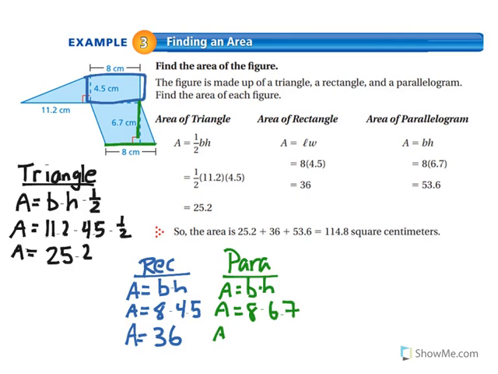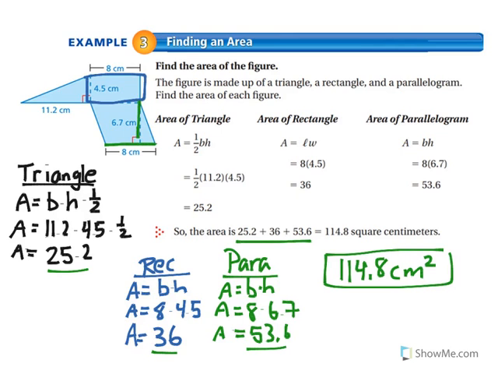And when I do that, I'm going to get 53.6. And then basically I'm going to add these all together. So I'm going to add all 3 of these together. And when I add them together, which you can see right over here, I'm going to get 114.8 centimeters squared, right? So the area is 114.8 square centimeters, all right?